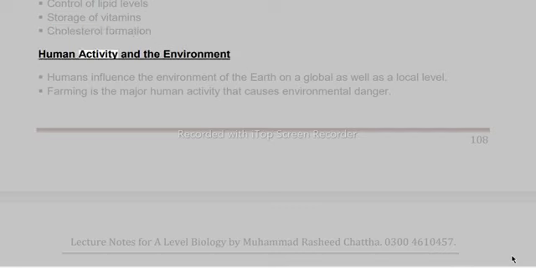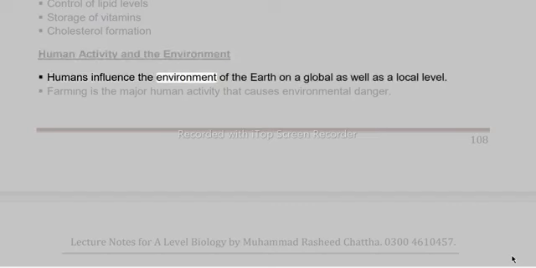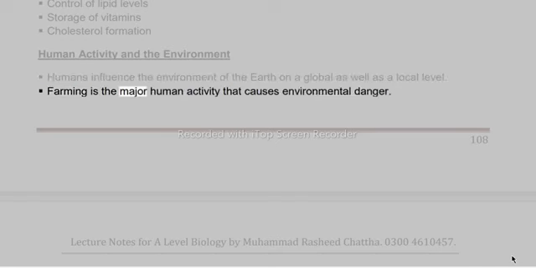Human activity and the environment. Humans influence the environment of the Earth on a global as well as a local level. Farming is the major human activity that causes environmental danger.